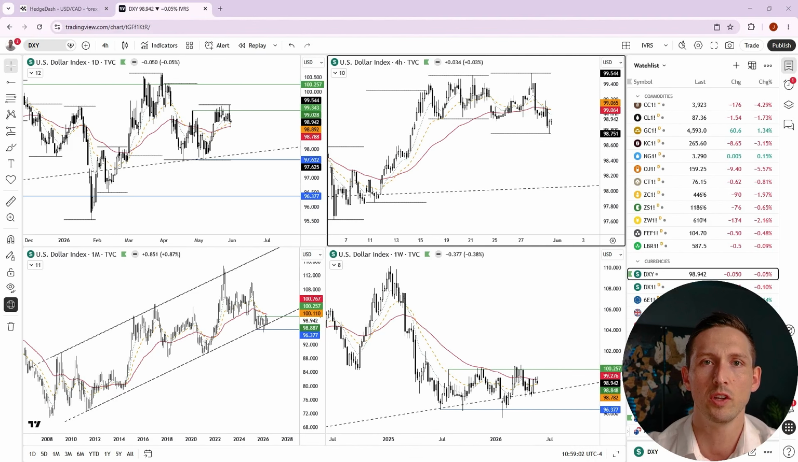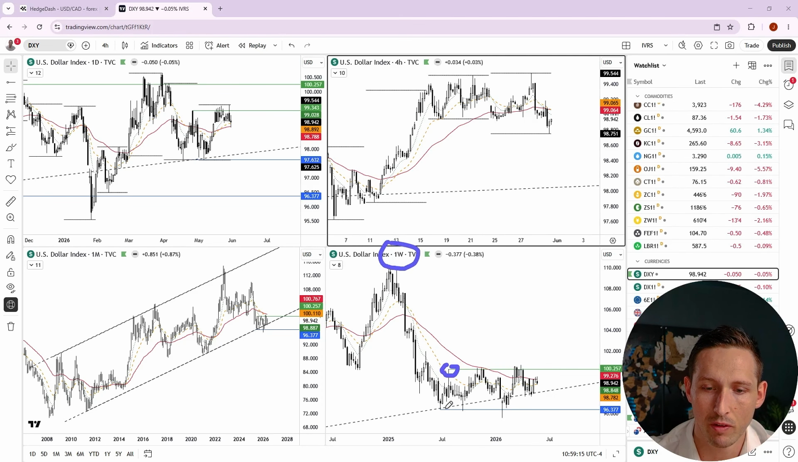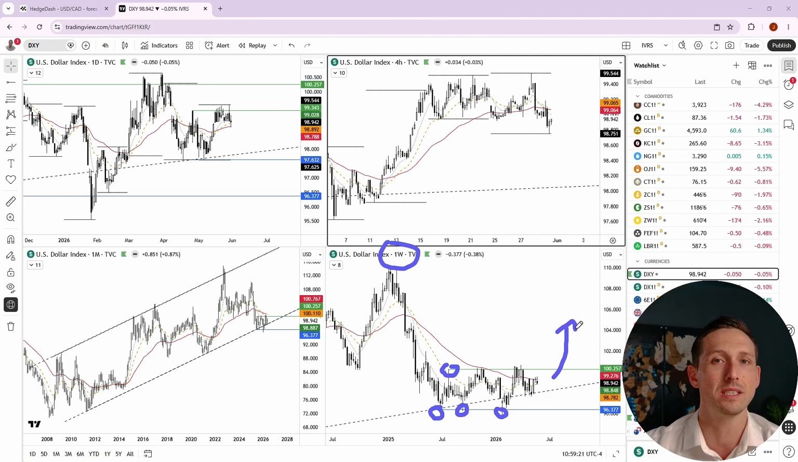Okay, so let's start by looking at the dollar index going into next week, because we are at a very pivotal place. We've been talking about this in previous videos. And the first thing I want to draw your attention to is this chart down here, the weekly chart, because this is the big range that we've been in, testing the lows, testing the highs. And the risk is for an upside breakout, and the risk is around crude oil.